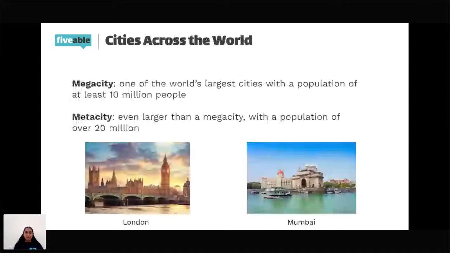Some more cities across the world. A megacity is one of the world's largest cities with a population of at least 10 million people. So in the chat box, can anyone list a few cities other than London and Mumbai as on the slide? Can you list any megacities that you can think of?